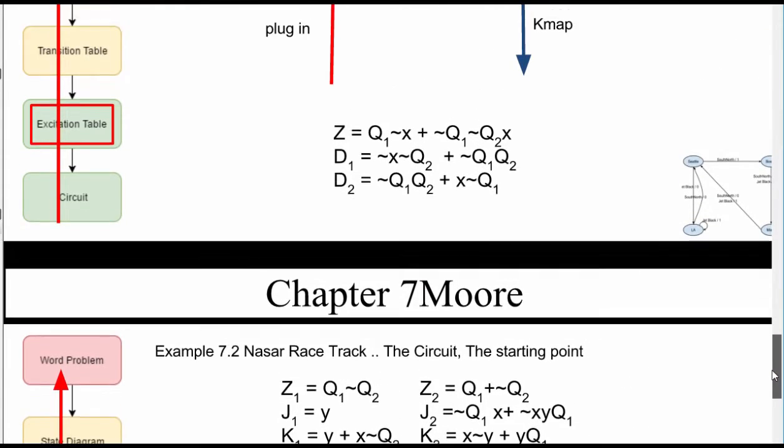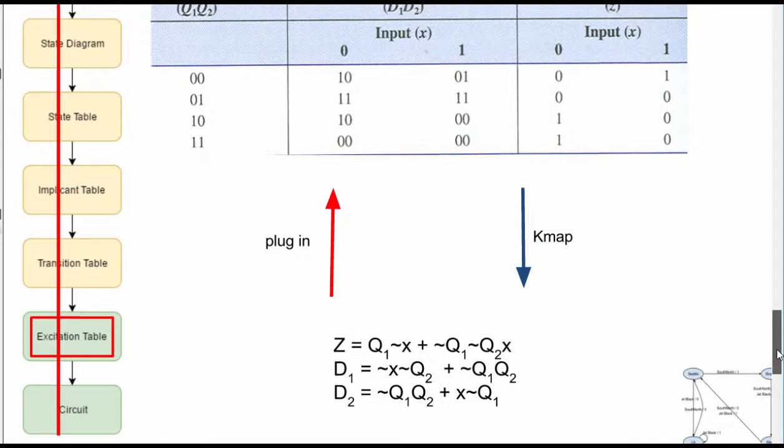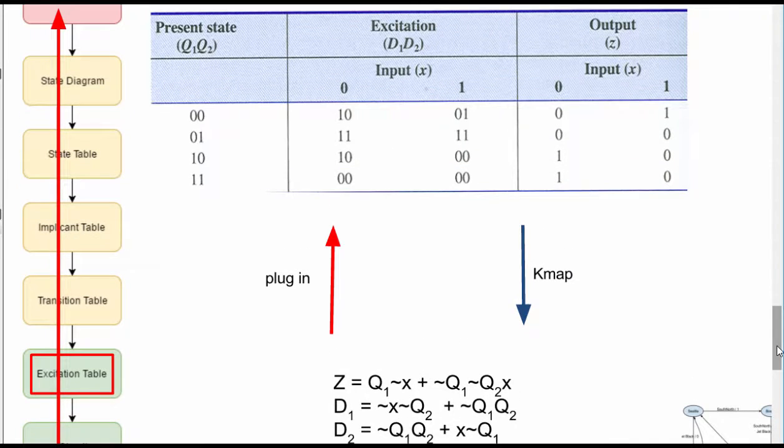Now we're going to go back to Mealy. And we can see that we're at the excitation table now of Mealy. Our goal is to use these equations to create the excitation table. So how is that done? Let's look at Z. This is the equation of Z right here. So we look at this and we look at this.